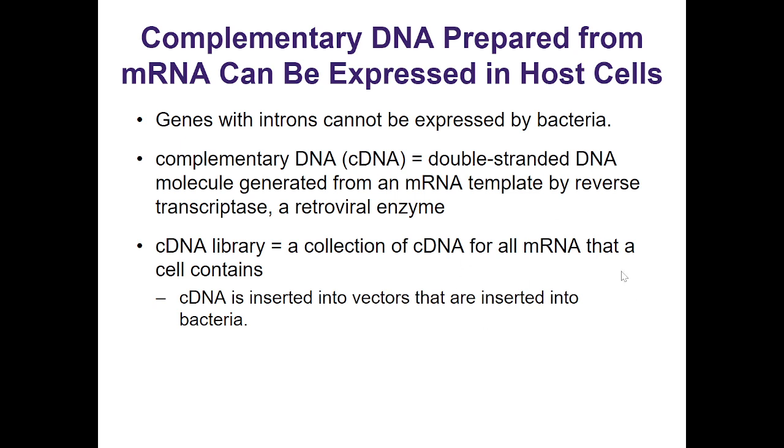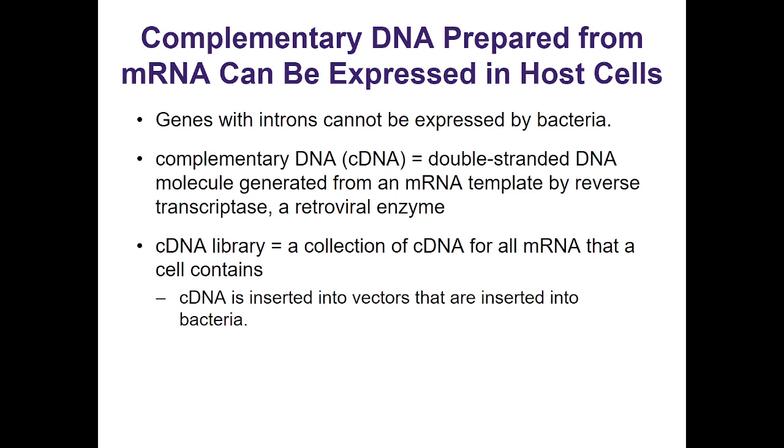So this is going to be the complementary DNA prepared from the mRNA. This can be expressed in host cells. Genes with introns cannot be expressed by bacteria, of course. So if you're trying to replicate something from a eukaryote, you actually have to get the one that's expressed as the mRNA, right? Because the prokaryotes are not going to take the exons and just express those. They would express the exons with the introns, dividing them, and so you won't actually get the protein, right?